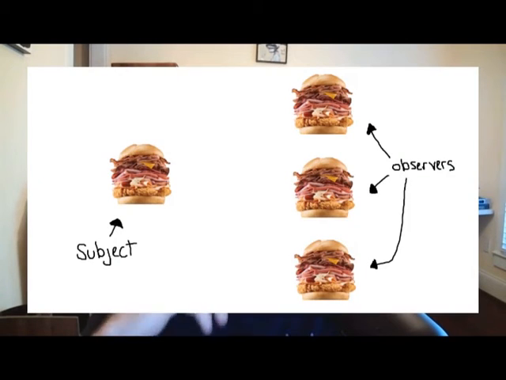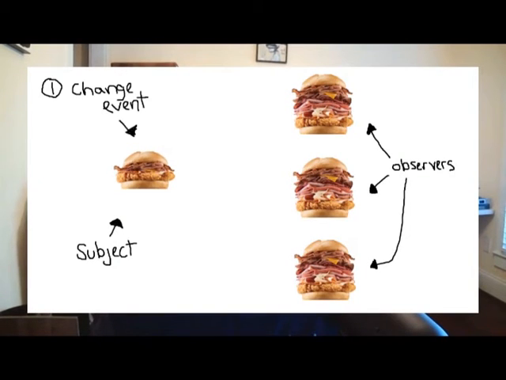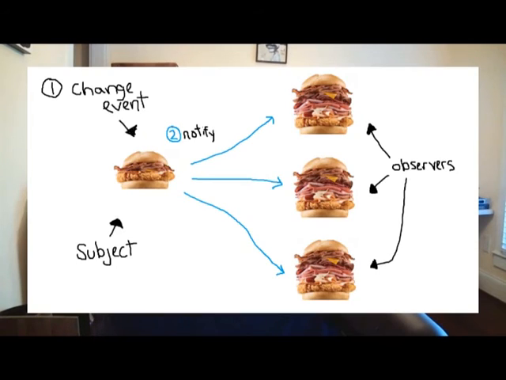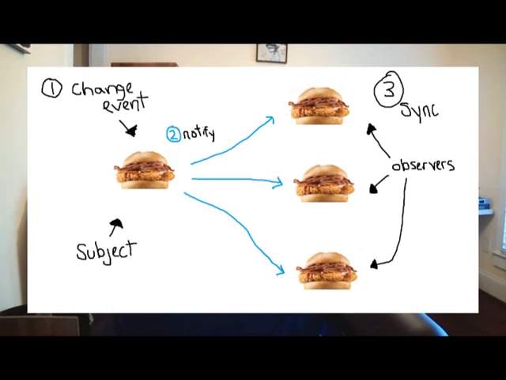The way this works is a change event happens to the subject. Let's say your subject is your code, and you send a change event, and then you want that all updated to whatever other observers there were. So that's going to send a notify message down to the observers, and then that's going to sync. One thing that's important about this is that the observers only sync when they're told to by the subject. The observers are not constantly polling the subject.